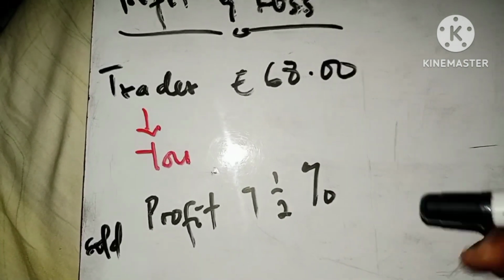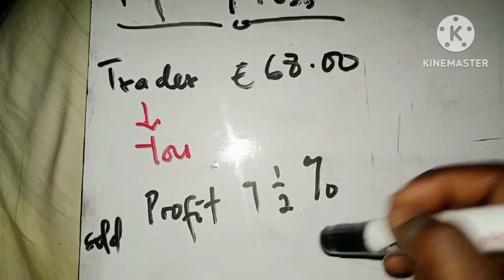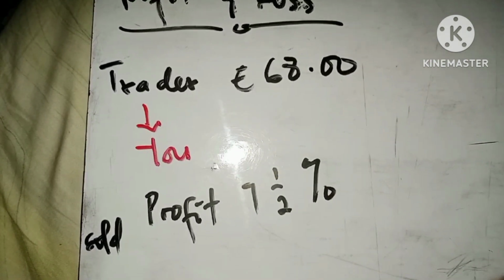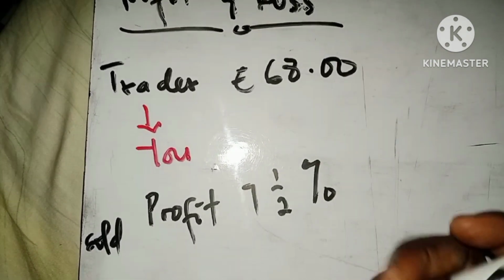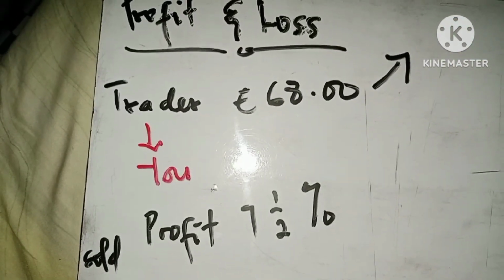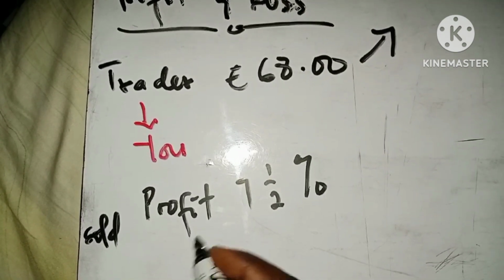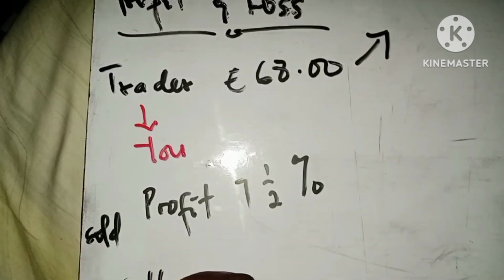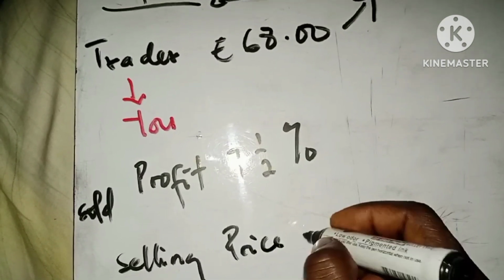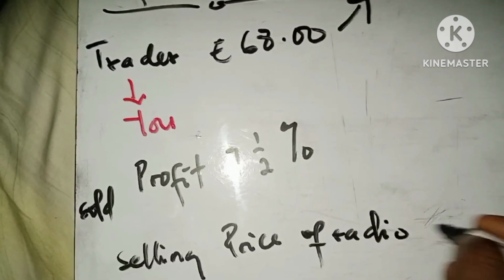So here's the key. You bought a thing for 68 pounds, right? Then you sold it at 7.5% profit. So what it means is that you are selling it at a little bit higher than the price that you bought it. Is that okay? So now the question here is how much did you sell this thing for? This is going to be your selling price, that is what we call the selling price of this radio, right?